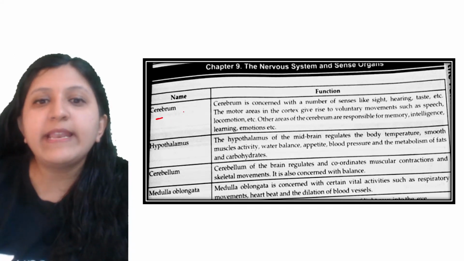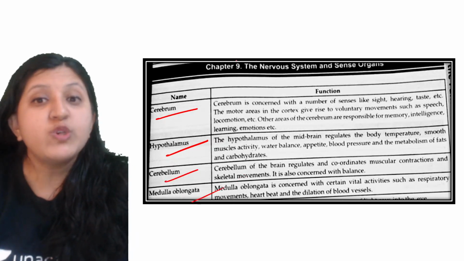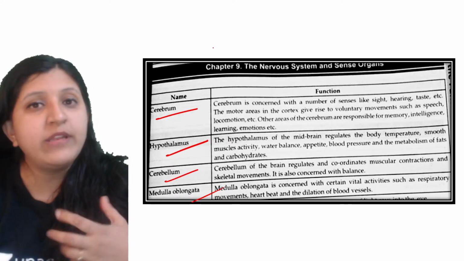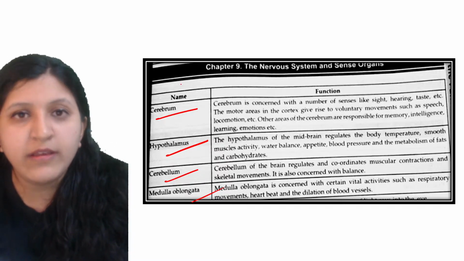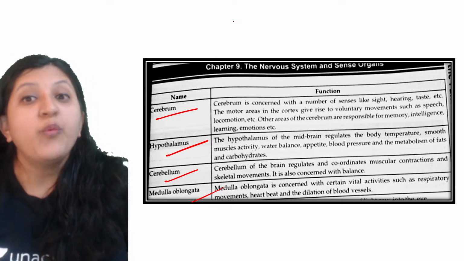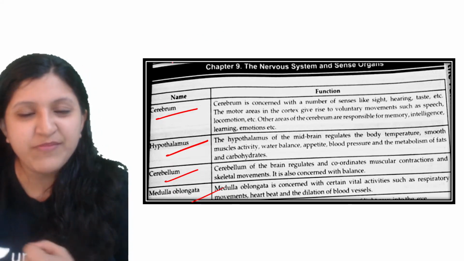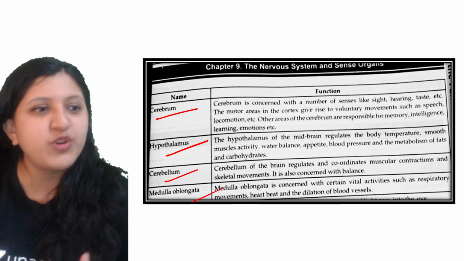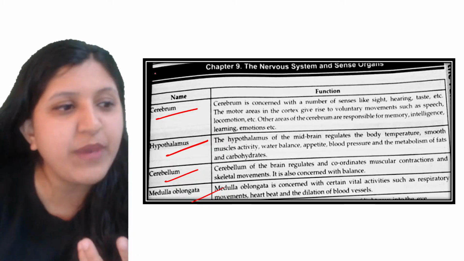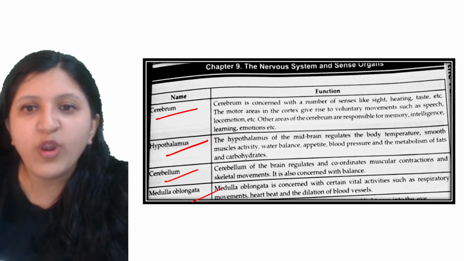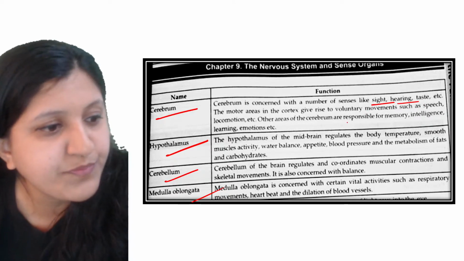Now there is the cerebrum, and then there are the hypothalamus, cerebellum and medulla oblongata. A lot of students get confused between different parts of the brain, like which part comes under the hind brain, the mid brain, and the forebrain. What is the function of corpus callosum? Corpus luteum is also there, and corpus callosum. A lot of students I have seen write the function of corpus luteum for corpus callosum and the corpus callosum function for corpus luteum. So make sure that you are concentrating on all of this. The cerebrum is concerned with a number of senses like sight, hearing.